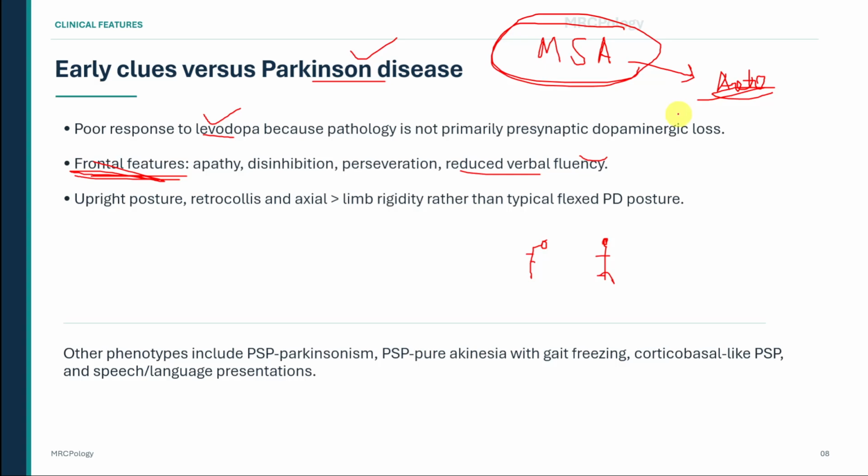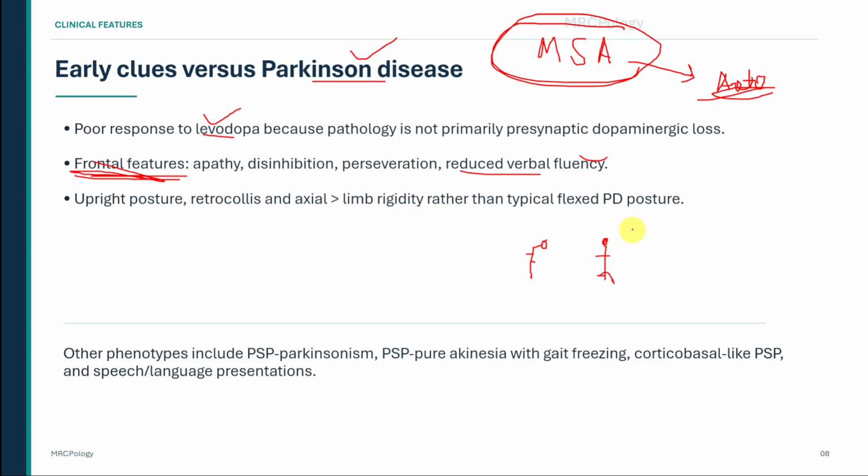Do not confuse PSP with corticobasal syndrome. Corticobasal syndrome is usually asymmetric and cortical. Look for alien limb phenomenon, apraxia, cortical sensory loss, and asymmetric rigidity or dystonia. PSP is more axial, symmetrical, and strongly associated with vertical gaze problems and early falls.